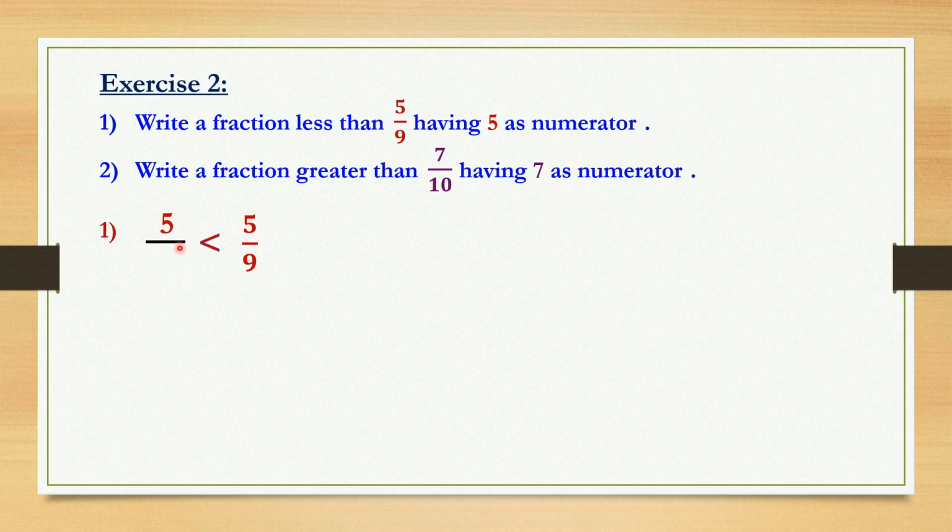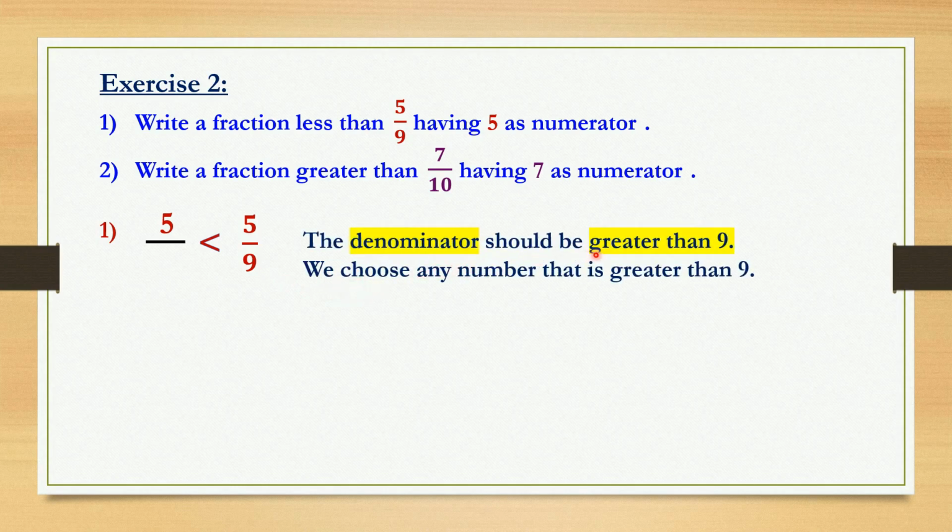If two fractions have the same numerator, the smallest fraction is the one that has the greatest denominator. So here, of course, the denominator should be greater than 9. So we choose any number that is greater than 9. Here they asked us to find a fraction, one fraction only. We don't have to write more than one possibility. For example, it can be 10, and 5 over 10 is one of the correct possibilities.